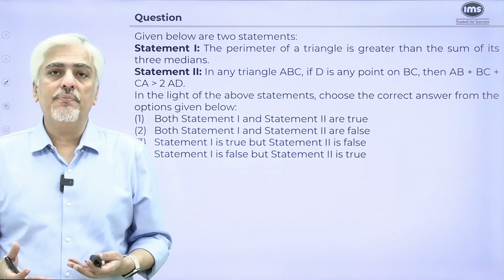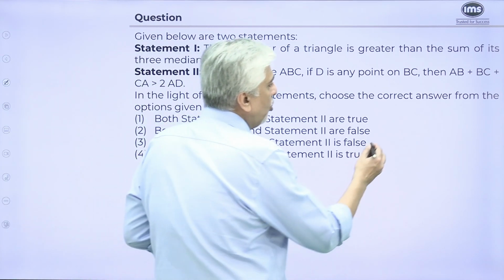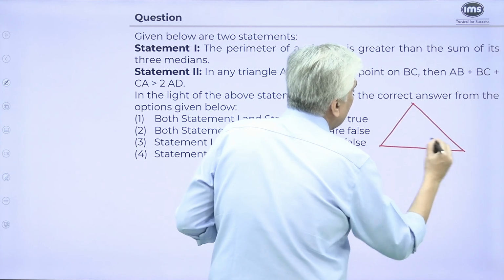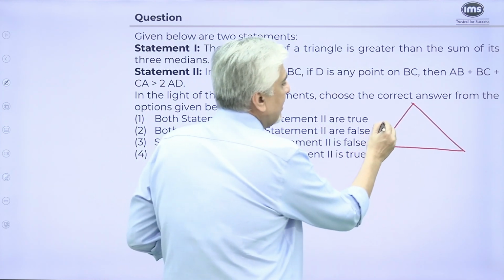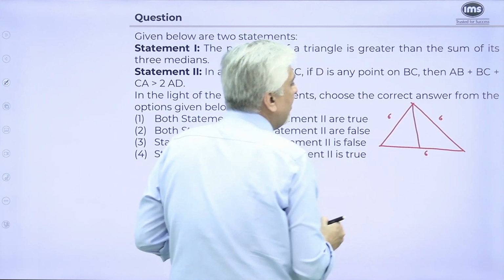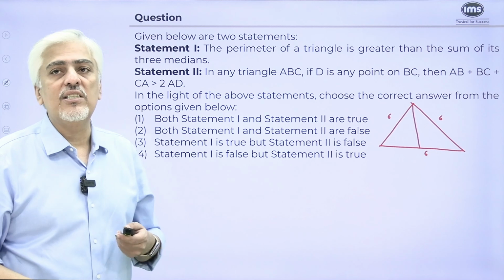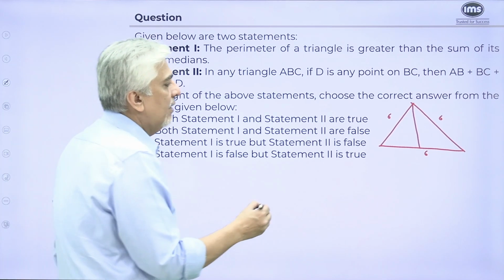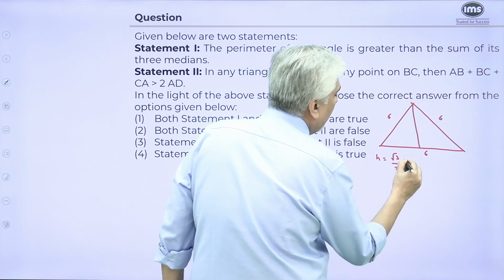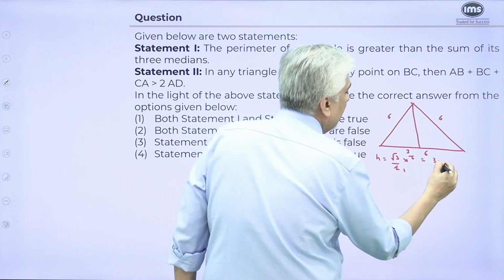Is it true every time? Is the perimeter every time greater than the sum of the 3 medians? What I thought was to try it for 2 different types of triangles. Let me first try it for an equilateral triangle of side say 6. So all sides 6, 6, 6. The median, the height in the equilateral triangle is all same. So I took that height of an equilateral triangle is root 3 upon 2 into side. So height over here will come root 3 upon 2 into 6, which is 3 root 3.